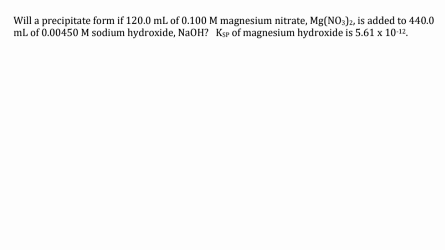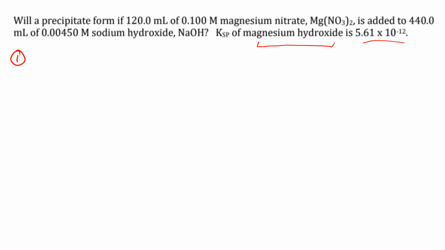Will a precipitate form if 120 mLs of 0.100 molar magnesium nitrate is added to 440 mLs of 0.00450 molar sodium hydroxide? The Ksp for magnesium hydroxide is listed right here, so it tells you what's going to be involved. You have two aqueous solutions being mixed. You're going to end up having a double displacement reaction where this is going to be the precipitate that forms.